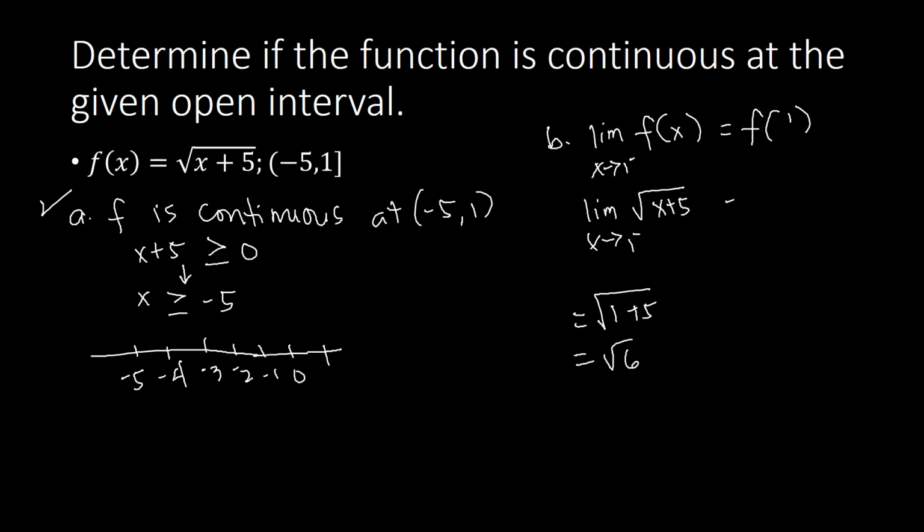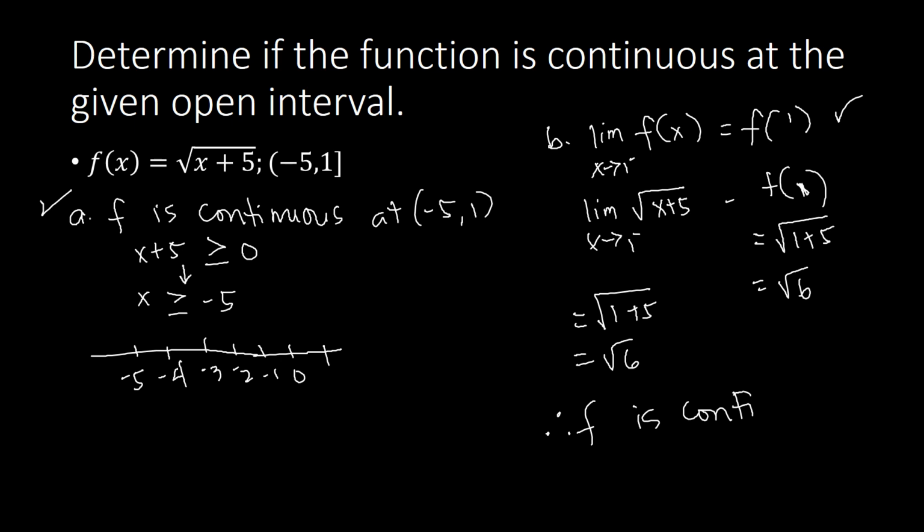Let's now go for f of 1. f of 1 here is equal to the square root of x plus 5. That will be 1 plus 5, equal to the square root of 6. They are equal, so that means this one is satisfied. Our function f is said to be continuous at the interval negative 5, 1.